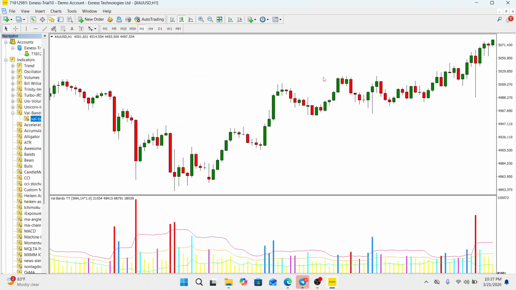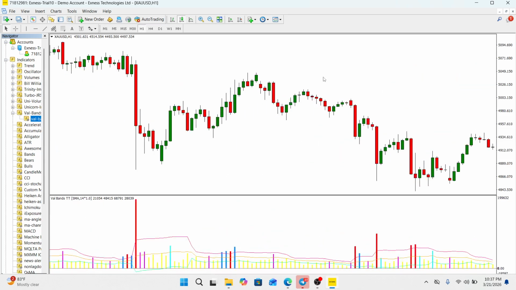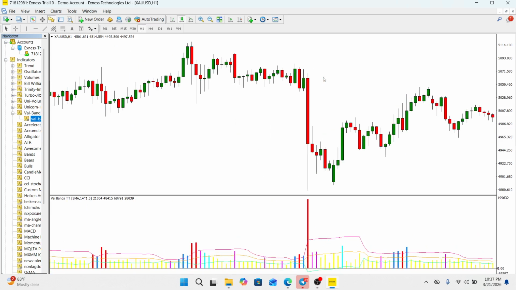Proper parameter tuning and context, trend, levels, and news are important to avoid overtrading every band touch.